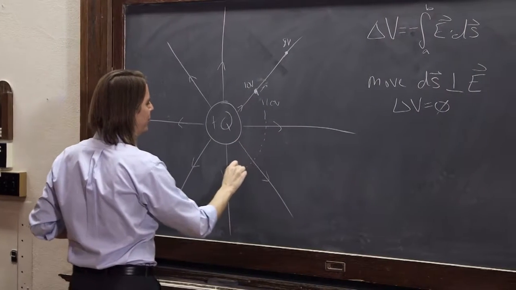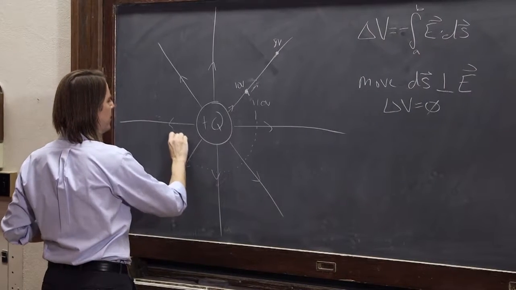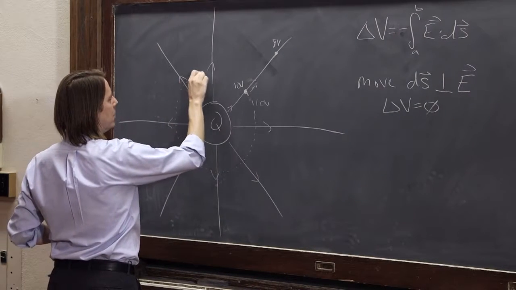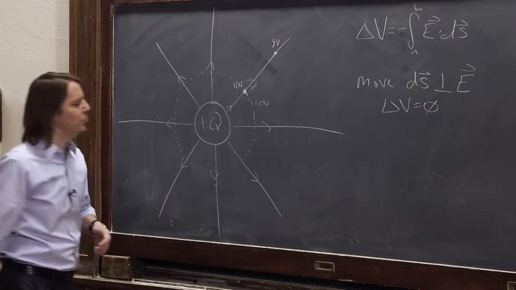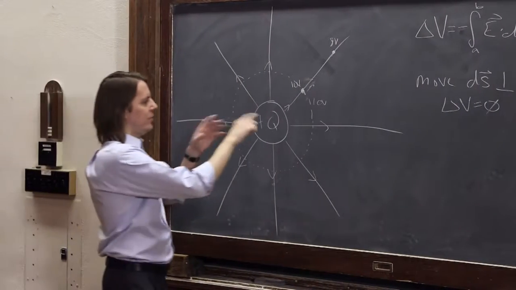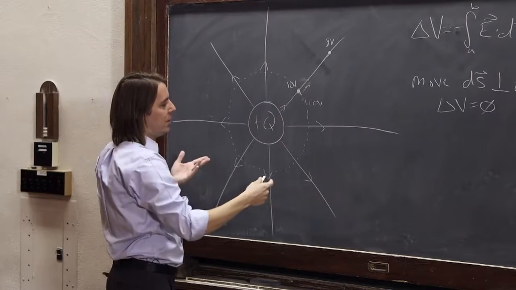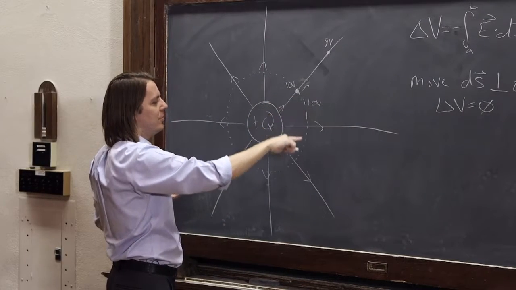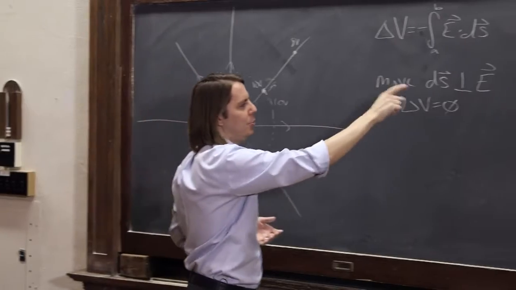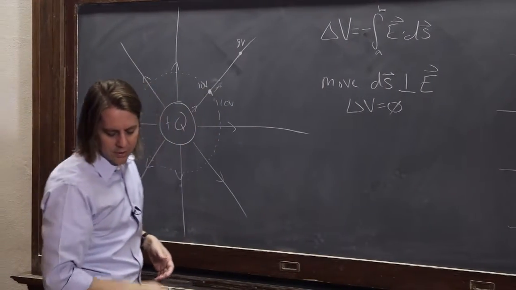And the way to move, to keep it always perpendicular to the field lines, is to move in a circle. And if this is a spherical symmetry, the lines are going radially straight out, and I go around a circle, then delta V is always going to be 0, because I'm always going perpendicular to the field lines.